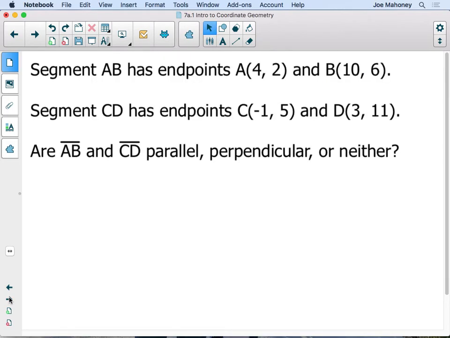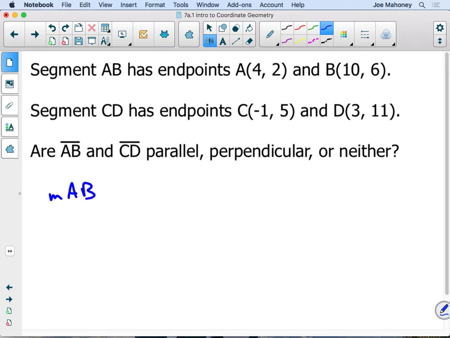So our last part of the day is determining whether segment AB and segment CD are parallel, meaning same slope, perpendicular, meaning opposite reciprocal slope, or neither, meaning neither. Well, let's find some slopes. The slope of segment AB, change in y over change in x, 6 minus 2 over 10 minus 4 is equal to 4 over 6.